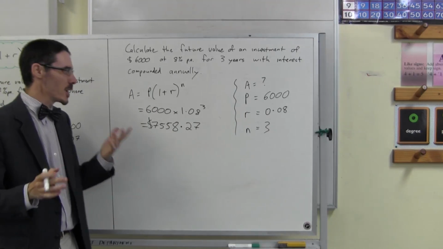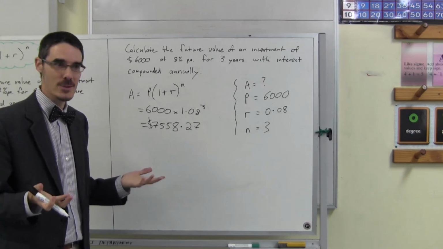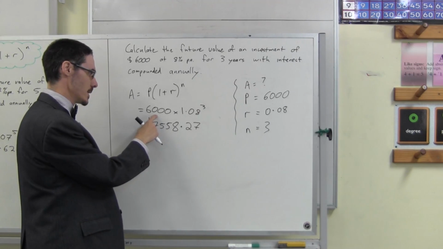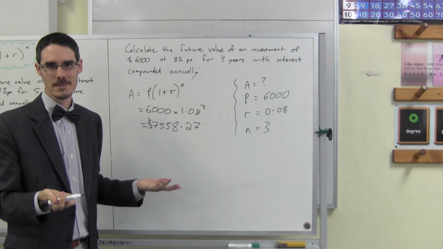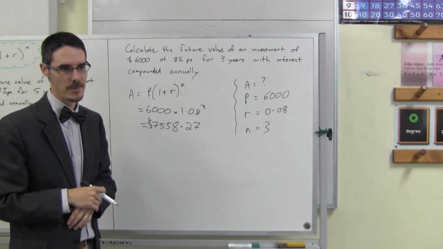And again, if the question had asked me for the amount of the interest, I would just go this minus this, which is $1,558.27. Too easy.